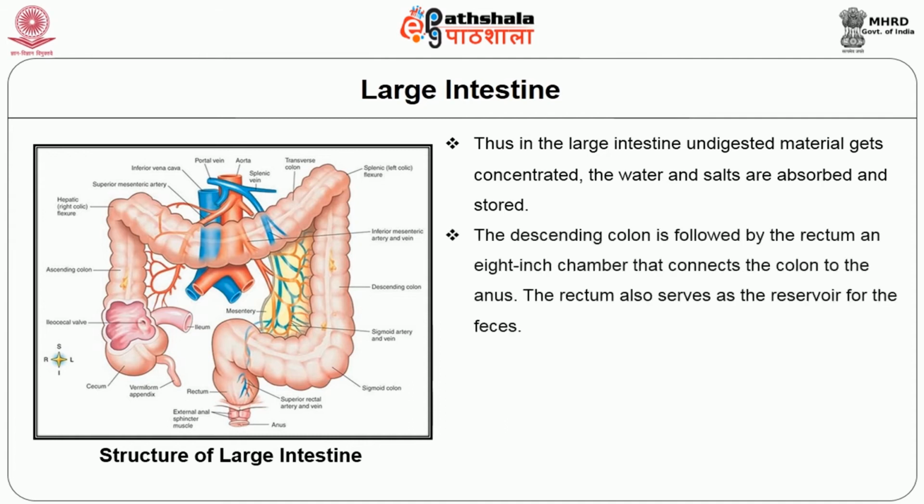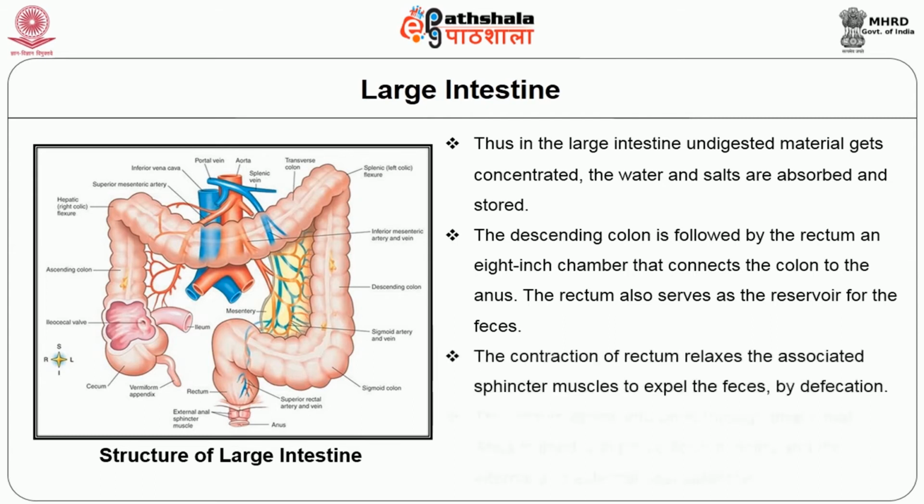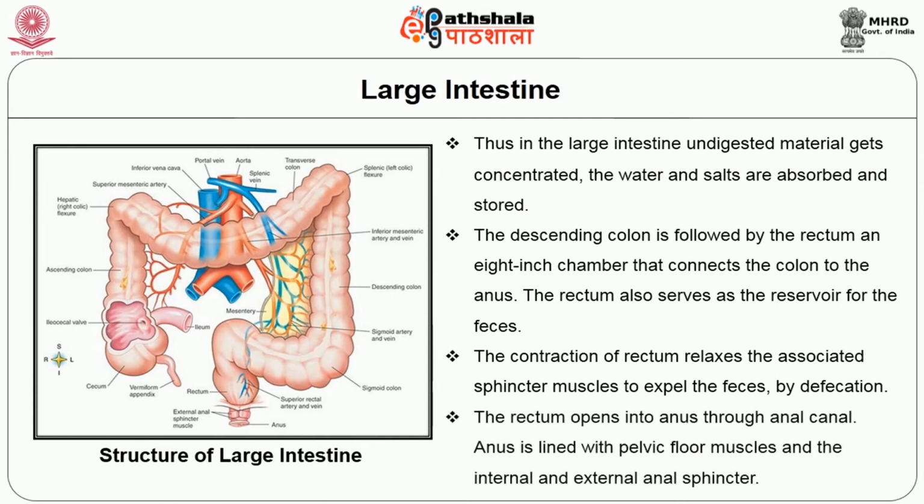The descending colon is followed by the rectum, an 8-inch chamber that connects the colon to the anus. The rectum also serves as a reservoir for feces. The contraction of the rectum relaxes the associated sphincter muscles to expel the feces by defecation. The rectum opens into the anus through the anal canal.